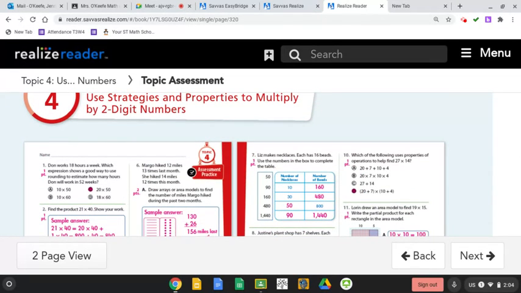Number 10, which of the following uses properties of operations to help find 27 times 14? Here we went ahead and used a distributive property, breaking it apart. 27 is broken up into 20 and 7. And 14 is broken apart into 10 and 4. So we have 20 plus 7 times 10 plus 4.